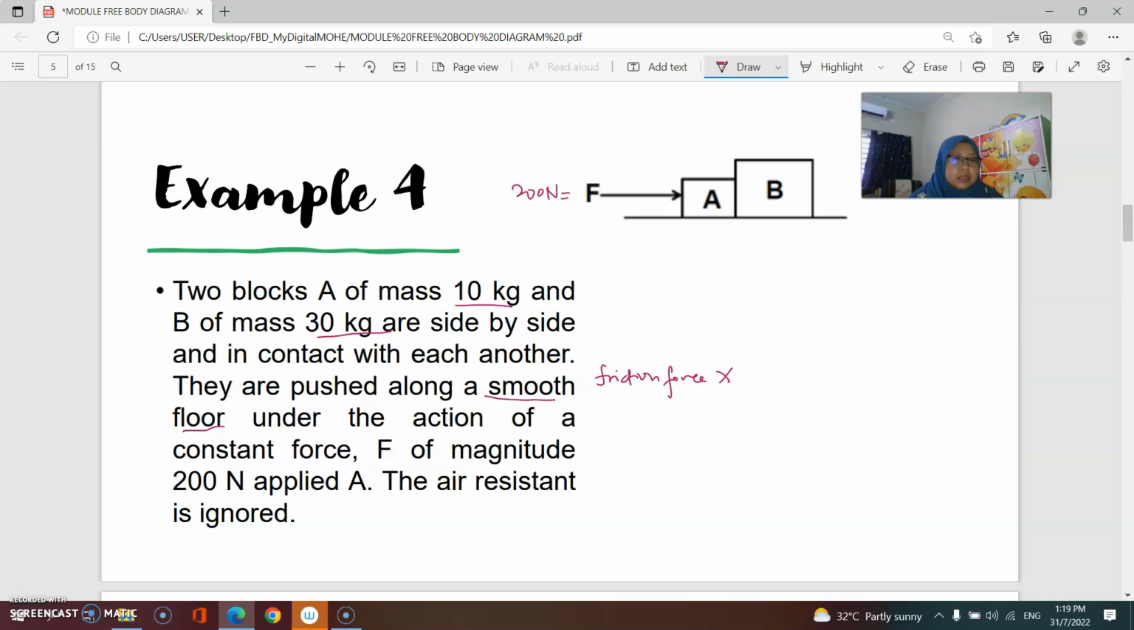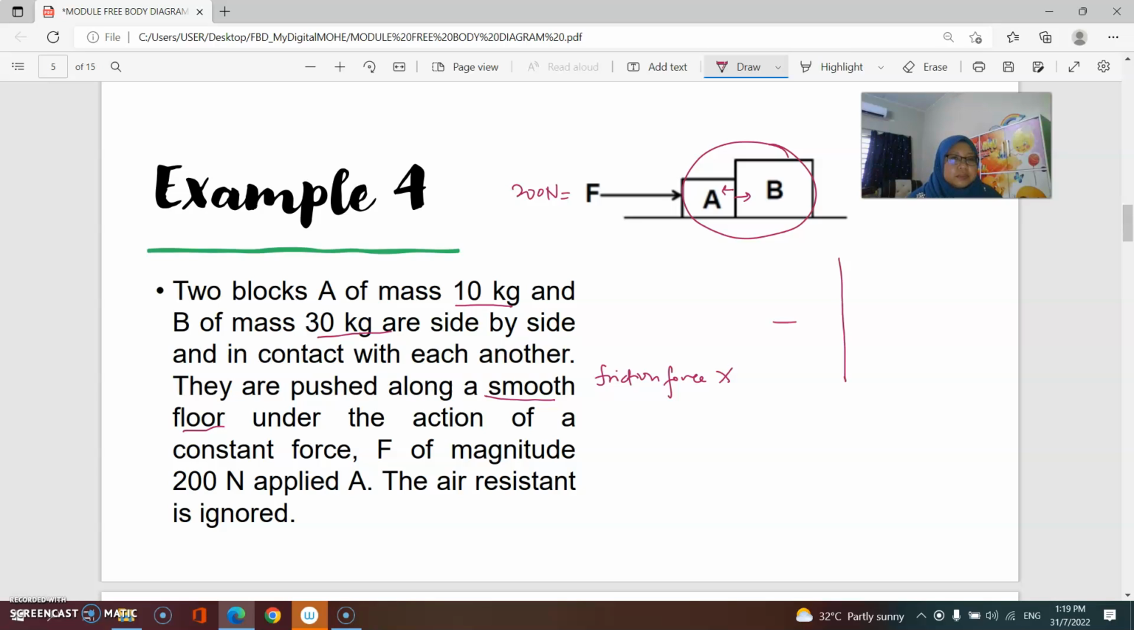Okay, so in this question, it depends on whether you want to assume this is one system or separate box A and box B. If you separate box A and box B, you have another force between them, the contact force. But in this example, I just want to show you, if the question asks you to find the acceleration, or maybe the distance, or whatsoever, we just need to assume A and B as one system. So you can use A and B also as one system.